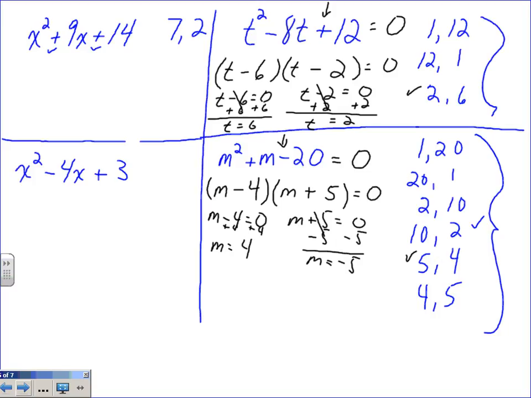Okay? So I want to give you a couple more examples here, because you might see a problem that looks like this. X squared plus 3x equals 18. Well, that doesn't equal 0. So what do we have to do? Well, I have to make this equation equal to 0.